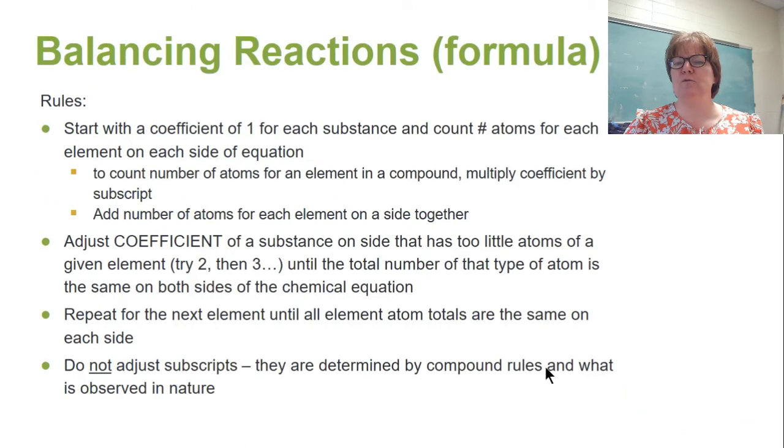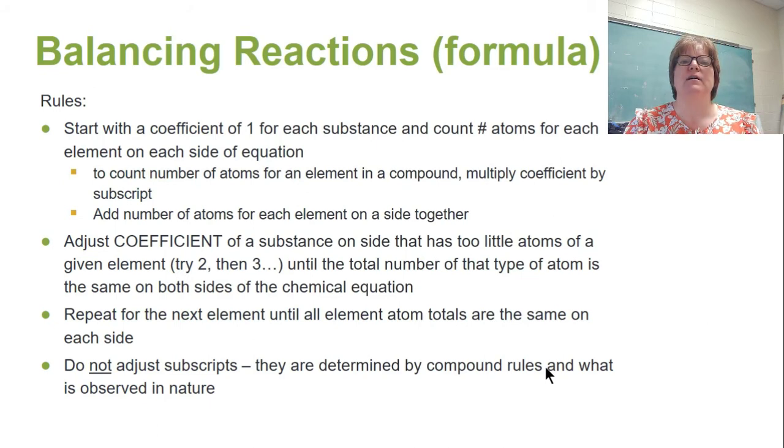So let's look at what we'd do if we're going to start with a formula. The rules are pretty similar. We're going to start with a coefficient of 1 for each reactant and each product, and we're going to count out how many atoms we have of each type of element. Just like we counted the green and the red, now we're going to count them symbolically. To count the number of atoms for an element in a compound, you multiply the coefficient, which is 1 in this case, times the subscript for that one element.